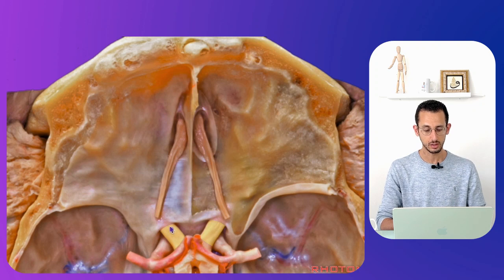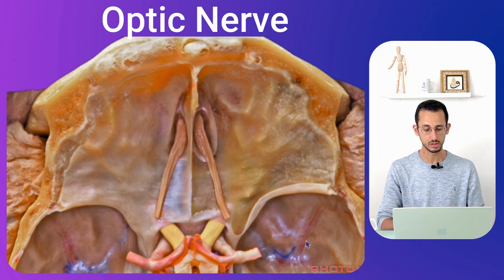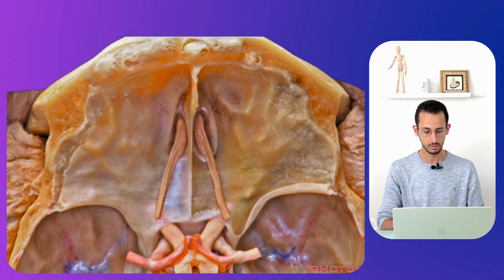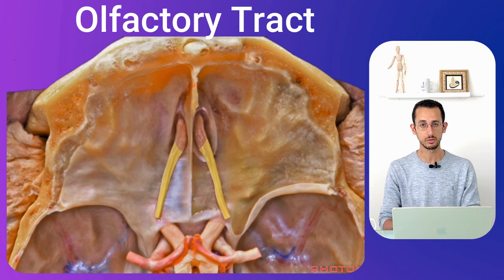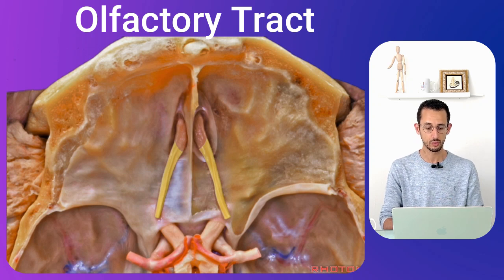If we look into this dissection again, this is the frontal skull base or the anterior skull base, where you can see the optic nerve here under the falciform ligament before it goes into the optic canal. And then we see here the olfactory tract as it's going superior to the optic nerve. Again, if you haven't seen the olfactory nerve video, make sure to watch it through the link above.